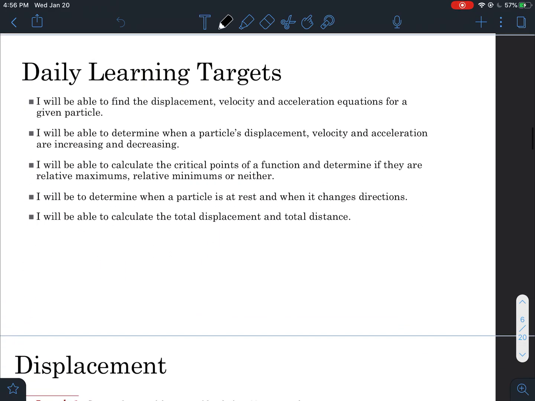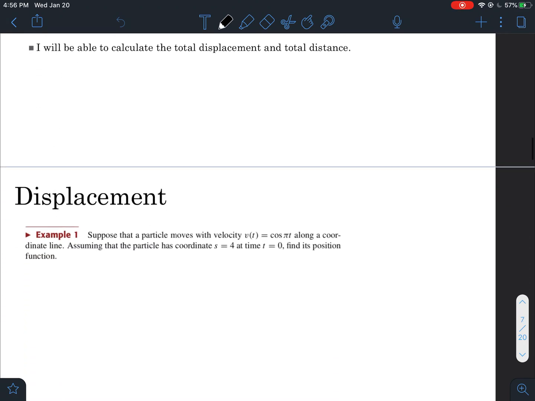So today we're going to continue talking about displacement, velocity, and acceleration. We're going to be able to determine a particle's displacement function if given a velocity function, or given an acceleration function, determine its velocity function. We'll be able to calculate critical points of a function. We'll be able to determine when a particle is at rest and when it changes directions, and we'll be able to find the total displacement and total distance traveled by a particle.